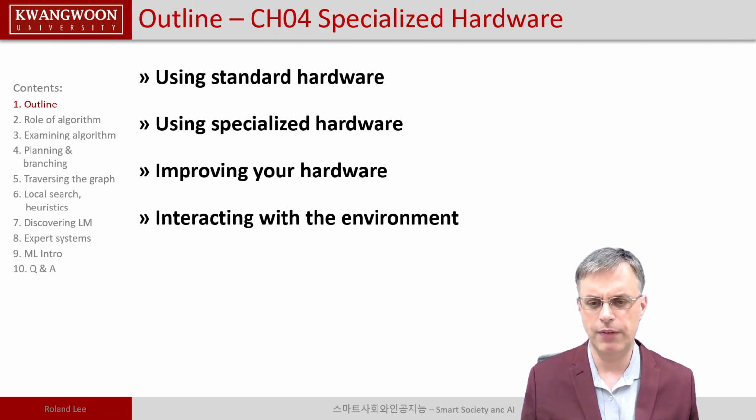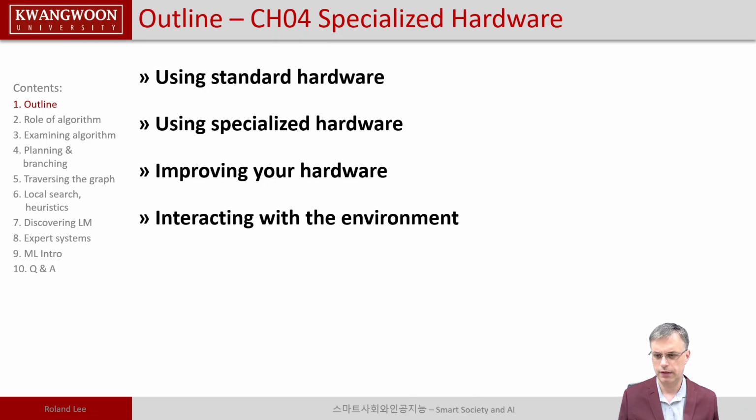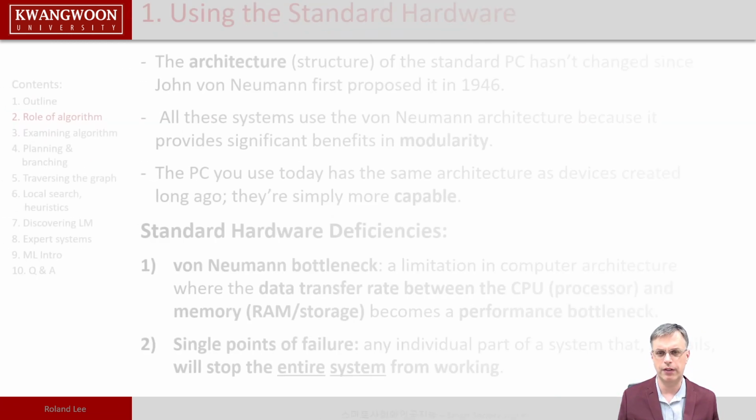As AI advances, the technology supporting it should evolve to meet increasing demand. This time we will explore how AI hardware has evolved, starting with general purpose components and advancing to specialized processors tailored for complex AI applications. Let's start with relying on standard hardware.